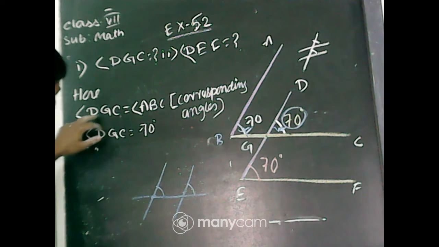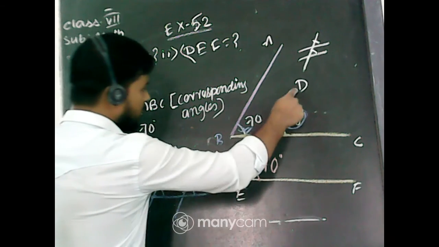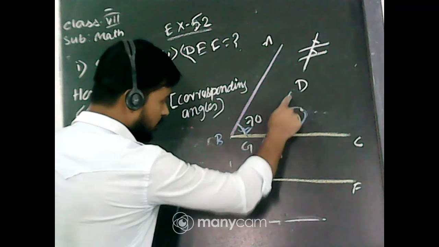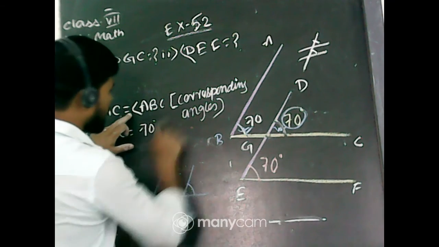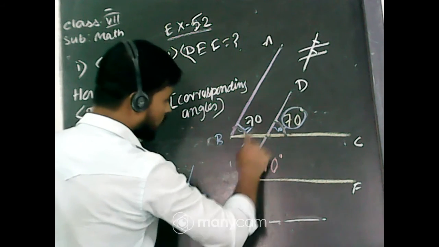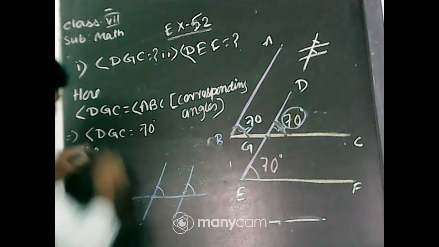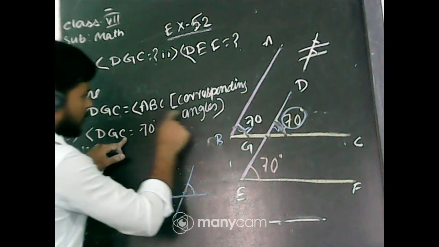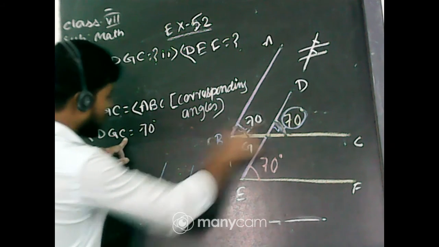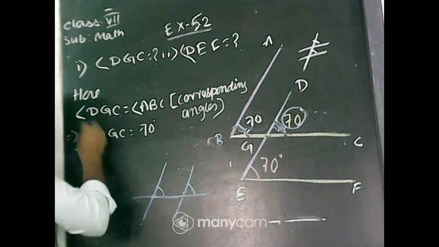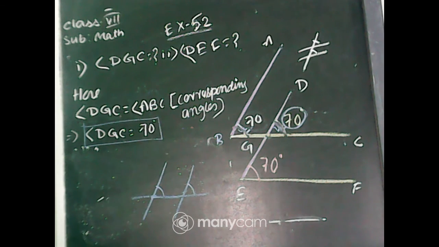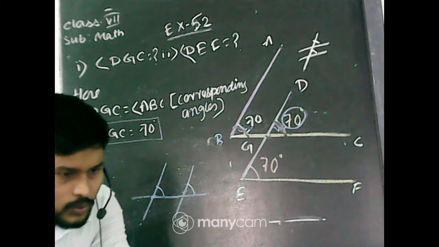So angle DGC is equal to angle ABC. These two angles will be equal to each other. Now the measurement of ABC is given as 70 degrees, so the value of DGC is equal to 70 degrees. So the measurement of angle DGC is 70 degrees. That's all.